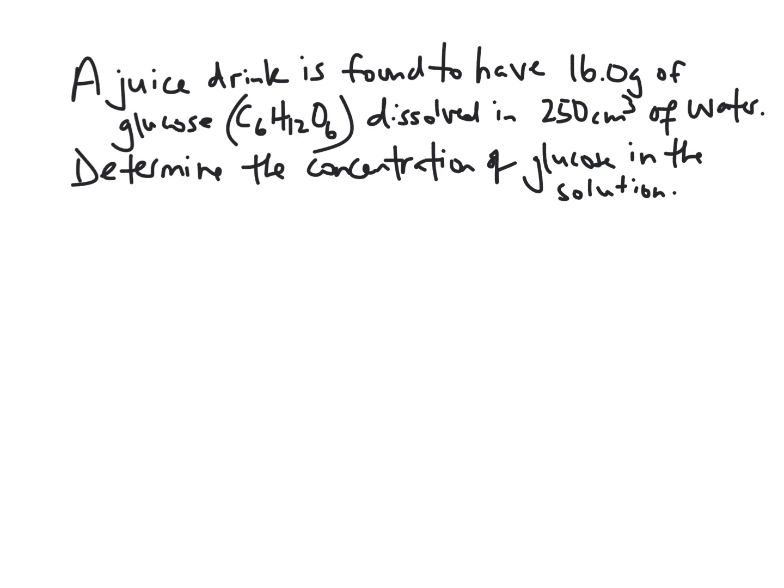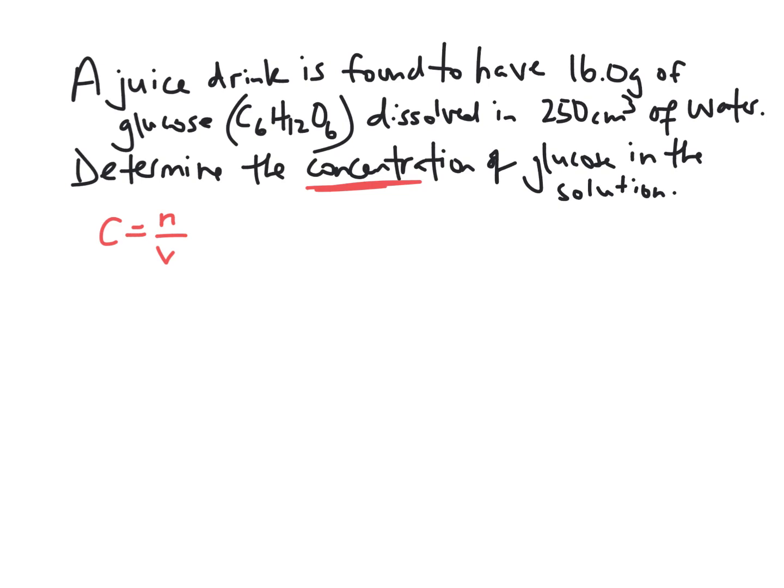Okay, so let's start with this one. A juice drink is found to have 16 grams of glucose dissolved in 250 cubic centimeters of water. Determine the concentration of glucose in the solution. Let's start there. We know that concentration is n over V, according to the concentration formula. So we just have to figure out how to get n and V.